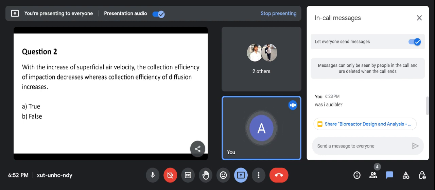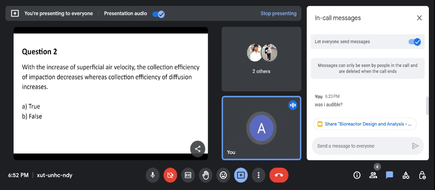So is it a true or false question? Do you have an idea of what the answer is? Whatever you think is the correct answer, you can write it in the chat. For this, you will have to remember a little theory about what is collection efficiency of impaction and what is collection efficiency of diffusion.